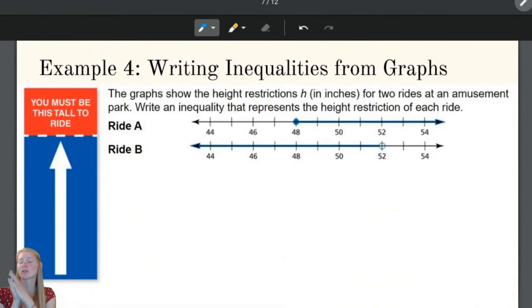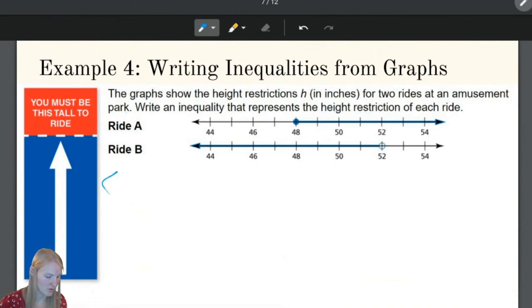Okay. And now, so we graphed inequalities. We had the inequality and we made a graph. Now we are given graphs and we need to write the inequalities. So what we're going to do is read the question. That is the first thing we're going to do. The graph shows the height restrictions, h, inches, for 2 rides at an amusement park. Write an inequality that represents the height restriction of each ride.